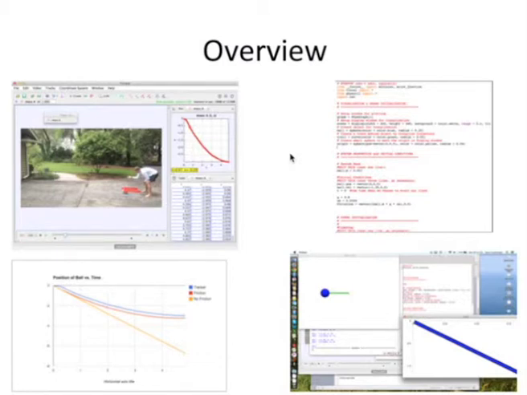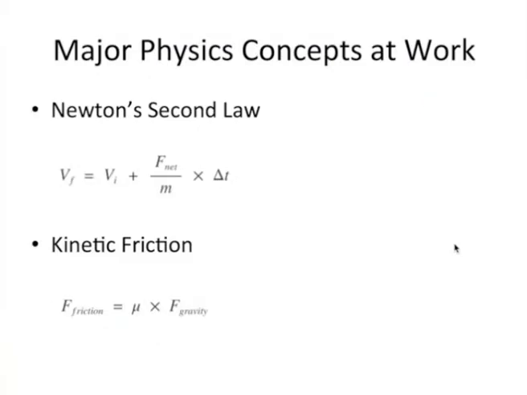You will see that with just a few equations and fundamental physics principles, a ball can accurately be modeled. So let's go over the major physics concepts at work here. The first equation is Newton's second law. This equation calculates the new velocity from an old, initial velocity, by adding the initial velocity to the quotient of the net force and the mass of your object times the change in time. Our Python code is effectively going to integrate by calculating this equation hundreds of times for us.